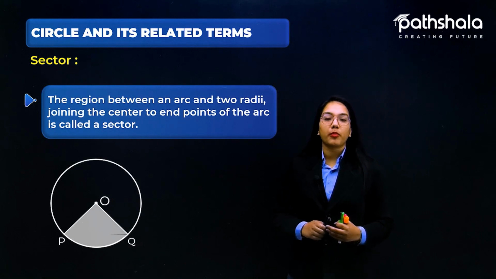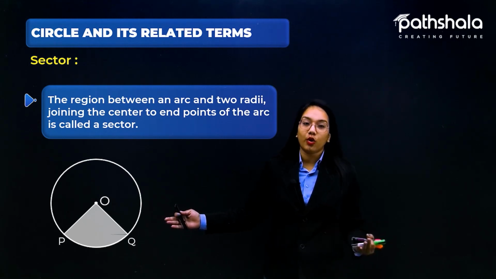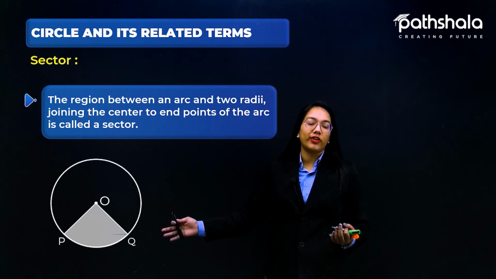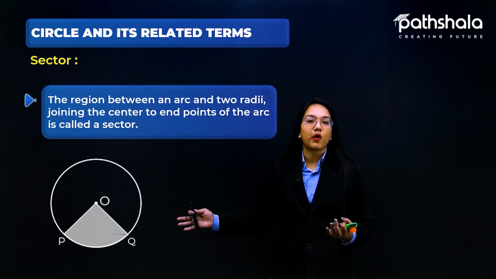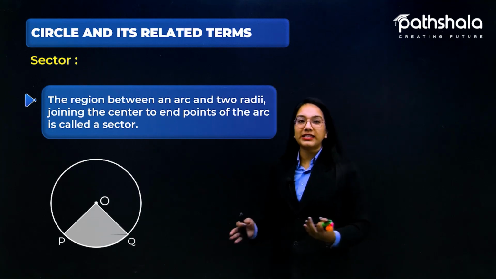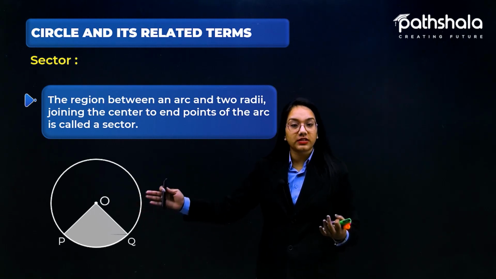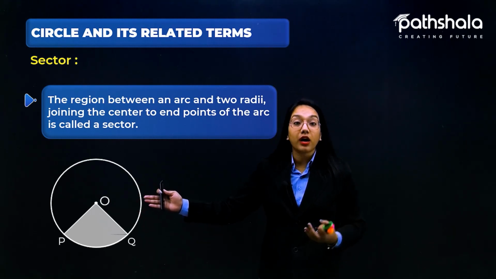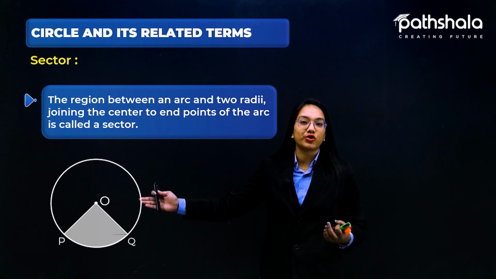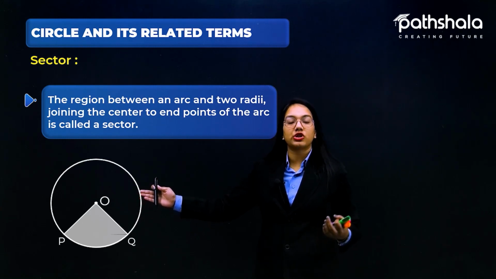For instance, in this particular circle, you can see that we have the two radii, OP and OQ. Obviously they are equal to each other, and we have this shaded region enclosed over here. This region is called a sector. Just like the segment, we have two sectors here: the shaded one and the unshaded region, because this is also the region between the major arc and the two radii joining the center to the endpoints of the arc.